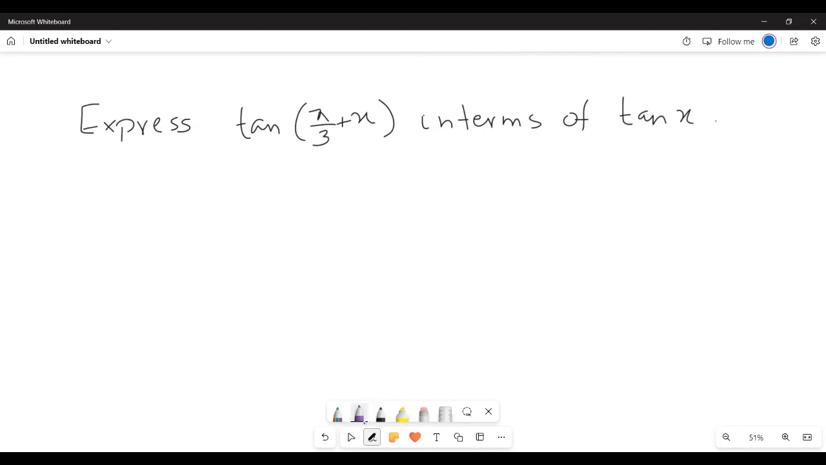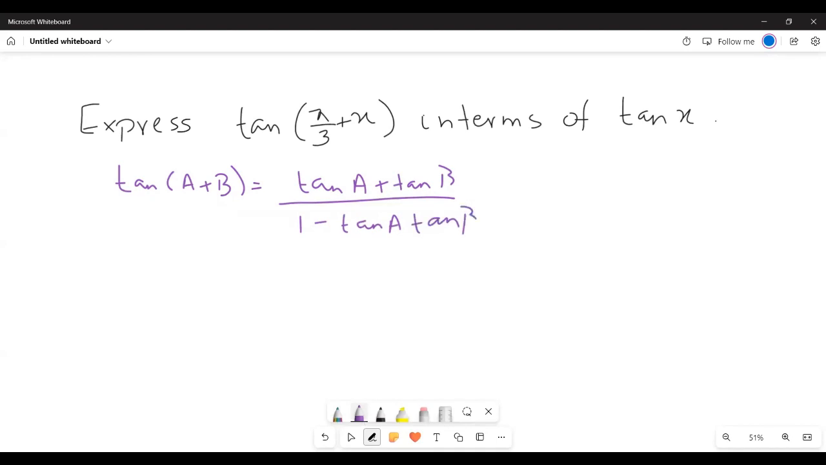So you will find the formula in the formula sheet for tan A plus B, like we just discussed. It's tan A plus tan B upon 1 minus tan A tan B. So let's substitute the values in the formula. We have tan pi by 3 plus tan x upon 1 minus tan pi by 3 times tan x.